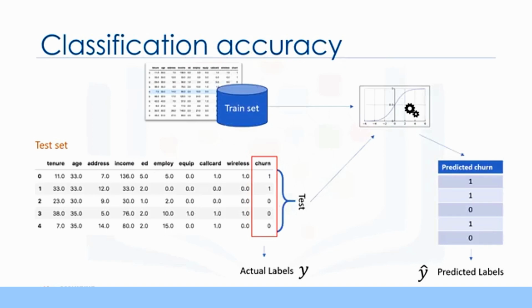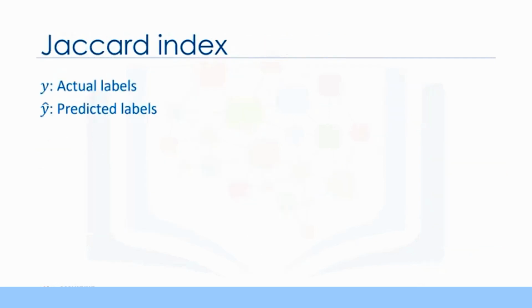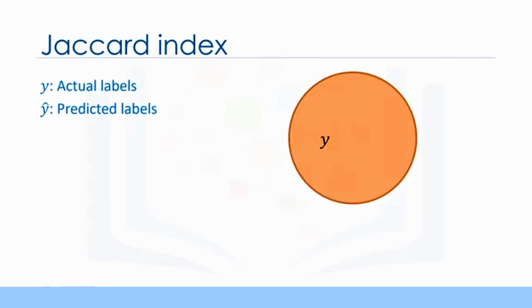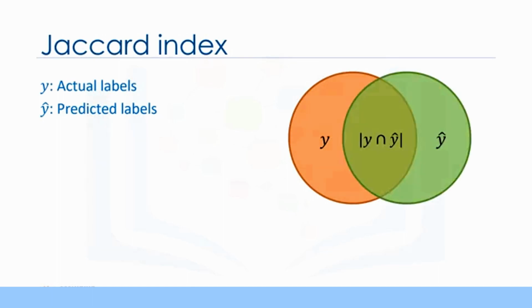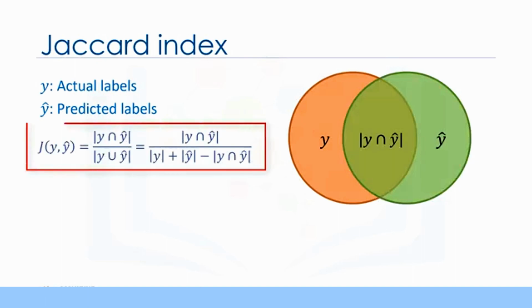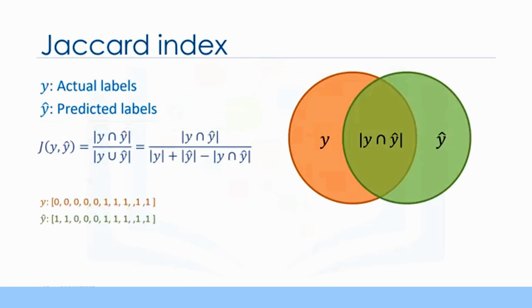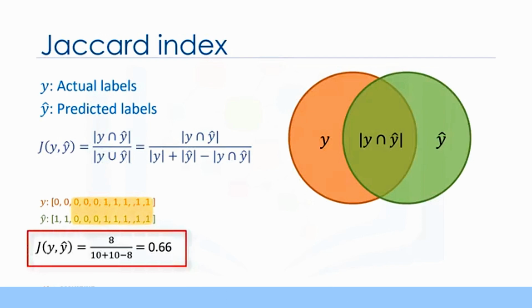There are different model evaluation metrics, but we just talk about 3 of them here. Specifically, Jaccard Index, F1 score, and log loss. Let's first look at one of the simplest accuracy measurements, the Jaccard Index, also known as the Jaccard Similarity Coefficient. Let's say y shows the true labels of the churn dataset, and y hat shows the predicted values by our classifier. Then we can define Jaccard as the size of the intersection divided by the size of the union of 2 label sets. For example, for a test set of size 10 with 8 correct predictions, or 8 intersections, the accuracy by the Jaccard Index would be 0.66.